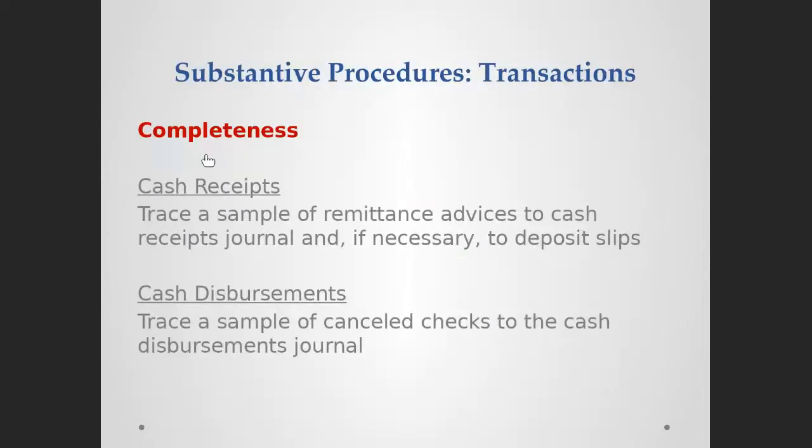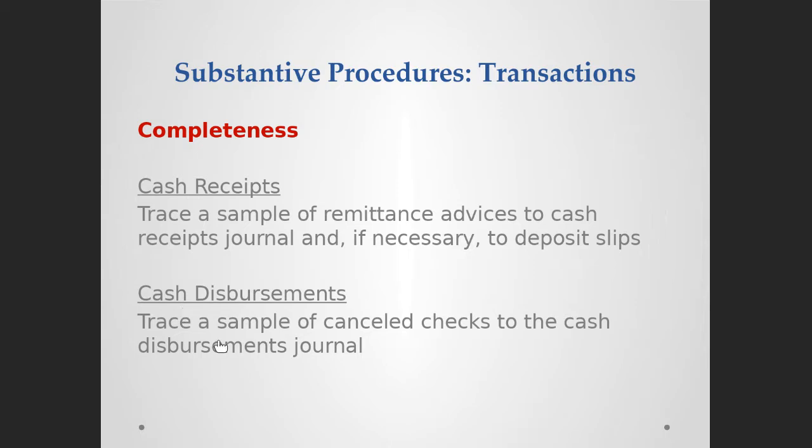Now, the second management assertion, which is completeness. Now, very simple to understand. This is the opposite. Everything that happened was recorded. So we start from the front. We take a sample of remittance advice. I showed you the remittance advice, and we make sure that every single remittance advice was recorded in the cash receipts journal. And we also can take deposit slips, money that was deposited into the bank account. We can go from the deposit slips and then going forward to the cash receipts journal to make sure that everything that was deposited was recorded as received.